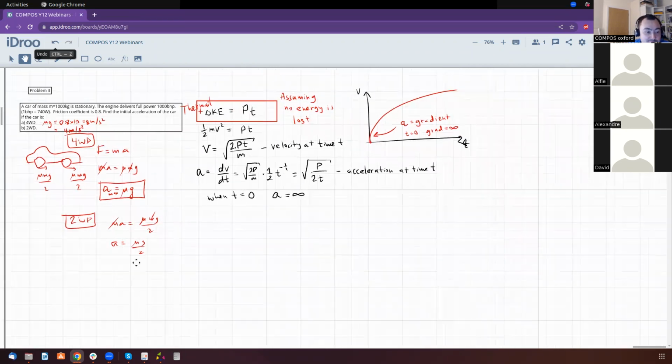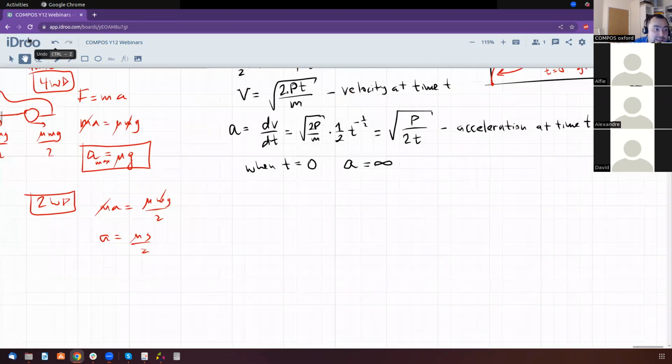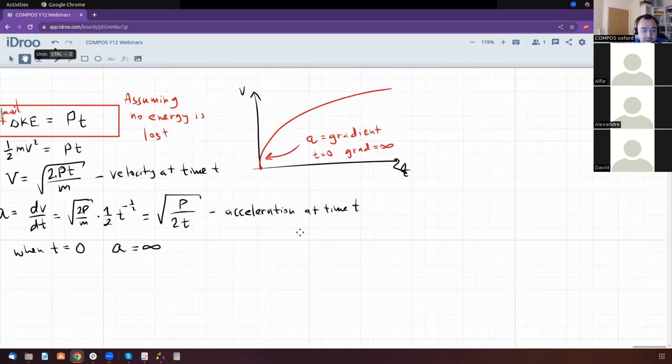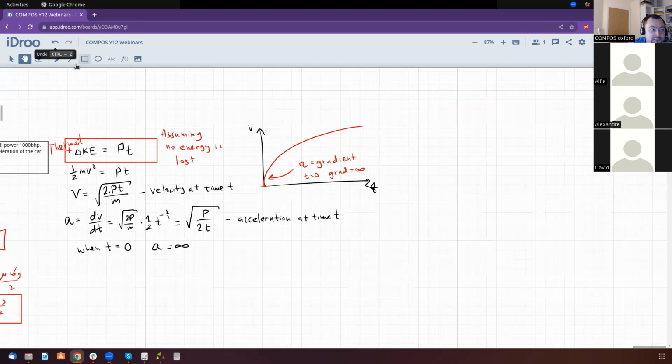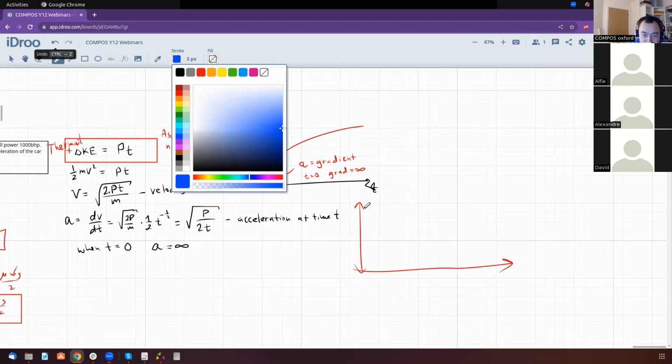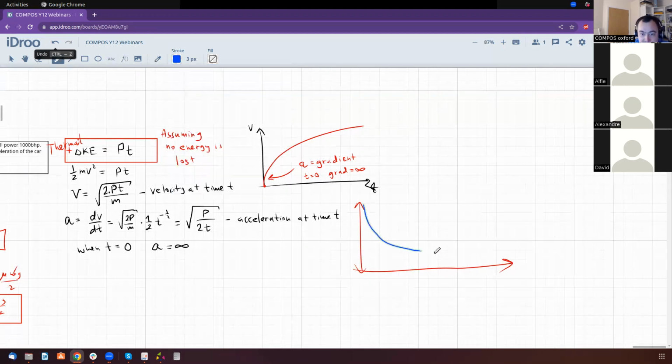Okay, so the initial acceleration is going to be constant, as you can see, because mu g is a constant, does not depend on time. So if you draw this acceleration versus time, if you sketch this, you would think that it's like this, but it can't be. So basically, this is the equation of the graph.